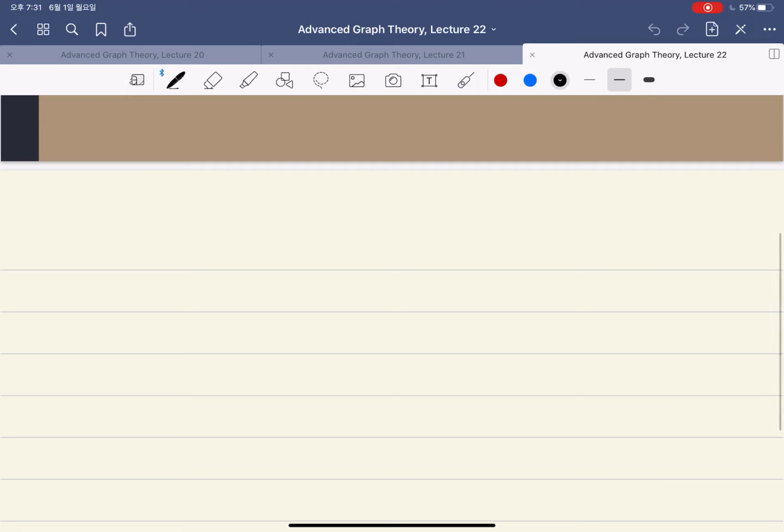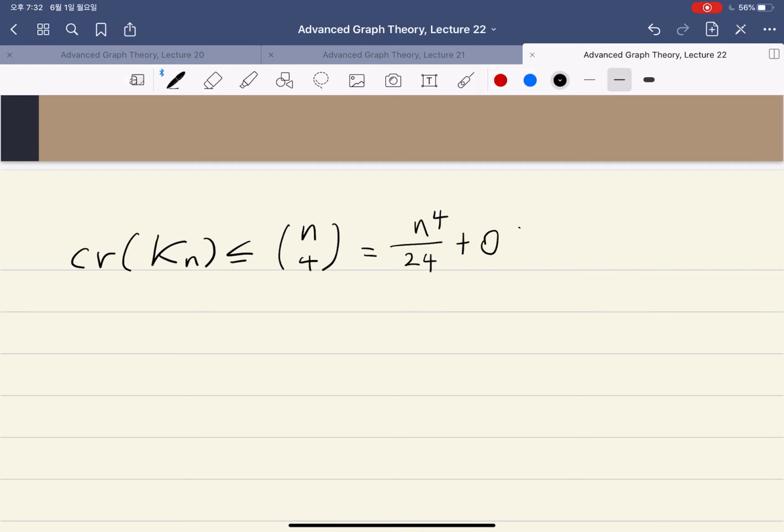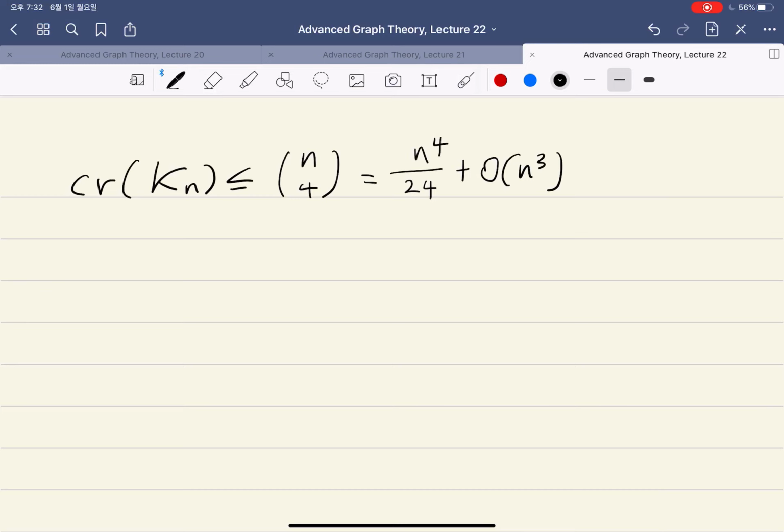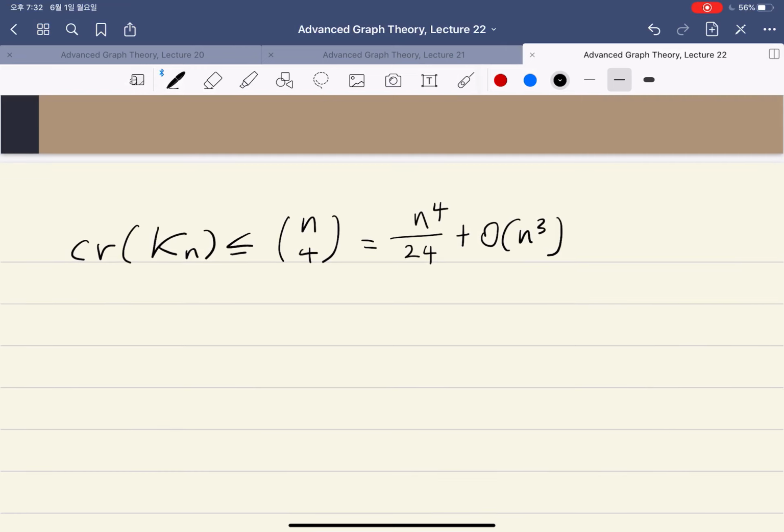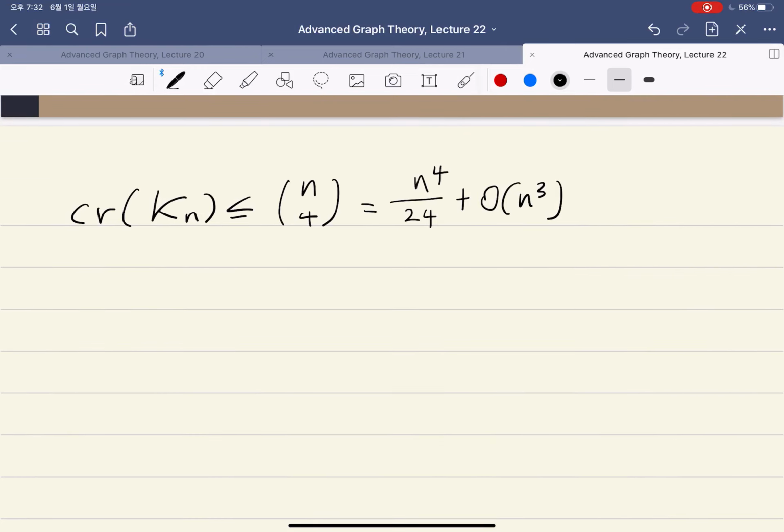Now we want to find the last time we defined crossing number, and then we show that this holds, which is approximately this. So now we want to find the lower bound, which is of order n^4, a polynomial of n with degree 4. For that, let's prove this lemma.